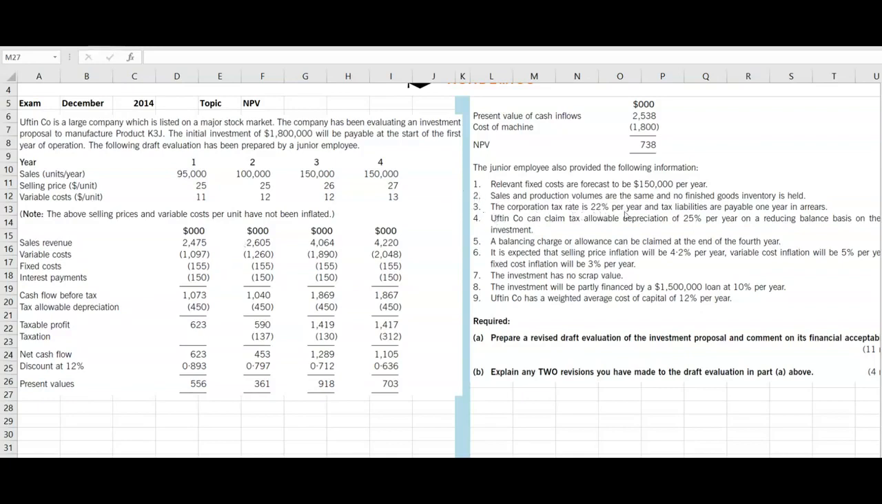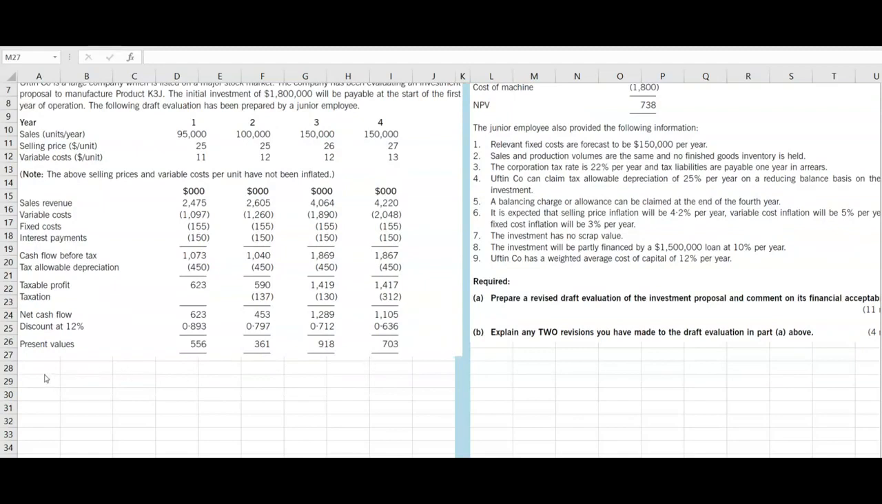The corporation tax rate is 22% and tax liabilities are payable 1 year in arrears. So they have taken the first year's tax in the second year, second year's in the third year, third year's in the fourth year, but in the fifth year there is no mention of it. So if you want, you can mark it like this: mistakes made in the NPV calculation.